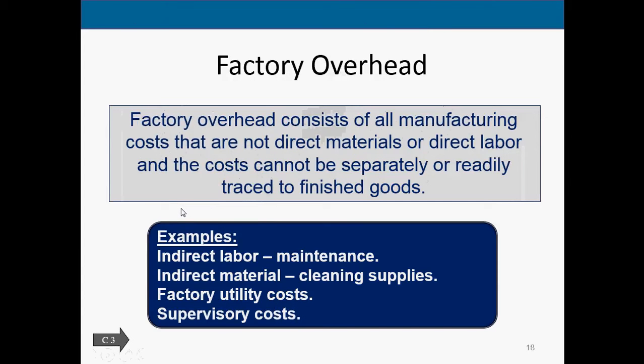And then factory overhead. Here's that strange definition I was telling you about. The true definition of factory overhead is all manufacturing costs that are not direct material or direct labor. So it's a negative definition: all costs that are not direct material or direct labor, and they can't be separately or readily traced to finished goods. That's why it's very important to understand traceability, such as maintenance in the factory, cleaning supplies for the factory, factory utility costs, factory supervisory costs. The rent for the factory as well would be another factory overhead.